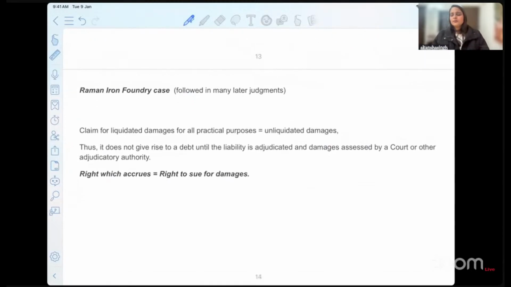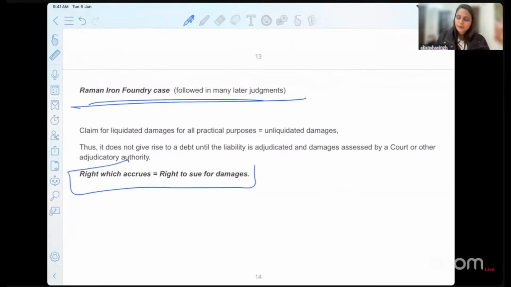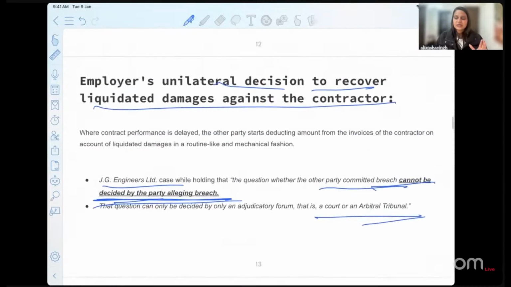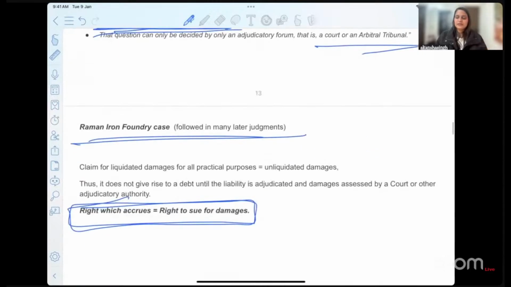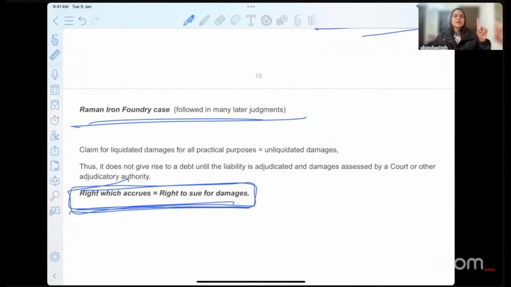Now, moving ahead, we see that in this particular case, the court held the only right which accrues with the breach is the right to sue for damages, not the right to get damages immediately, but the right to sue for damages. So there is a distinction, right? As we just said in the BSNL case as well, quantification is different from fixing of liability. So you first get the right to sue for damages, and then obviously later comes the idea of getting the compensation as well.